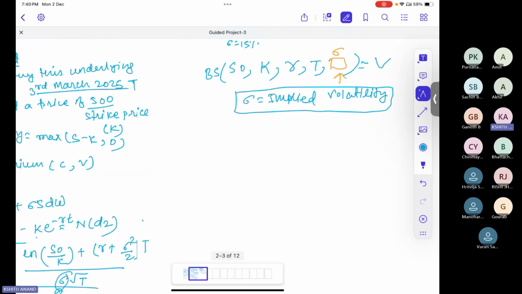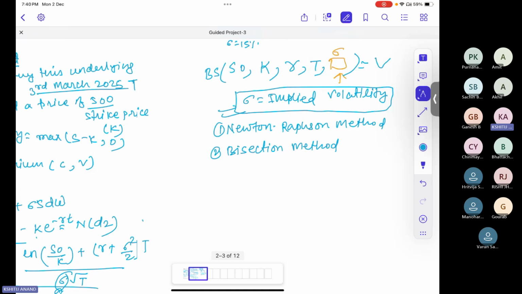Interestingly, there are two methods you can use. The Black-Scholes model is a PDE, a partial differential equation, so this is also a good project for you to work on. If you solve the Black-Scholes partial differential equation, you get the price of the call option, which is V. Otherwise, you can reverse it and use the Newton-Raphson method or the bisection method to get the implied volatility from the Black-Scholes formula.